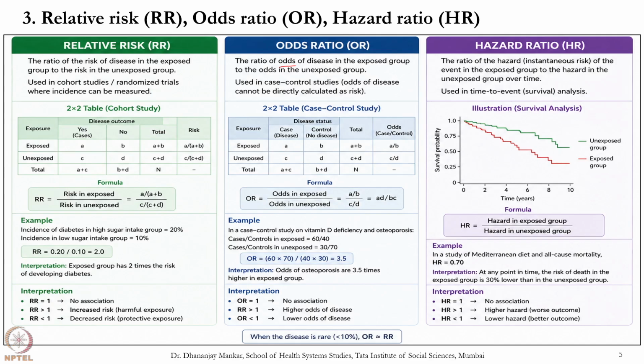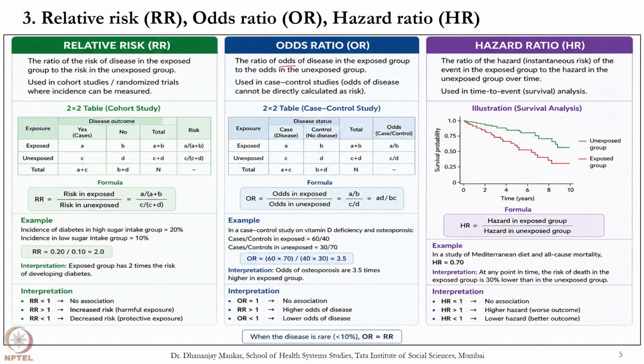Now we will come to the hazard ratio, HR. The hazard ratio is the ratio of the hazard of the event in the exposed group to the hazard in the unexposed group. It is used in time-to-event analysis, that is, survival analysis. The formula is the hazard in the exposed group divided by the hazard in the unexposed group. For example, in a study of Mediterranean diet and all-cause mortality, the HR is equal to 0.70.